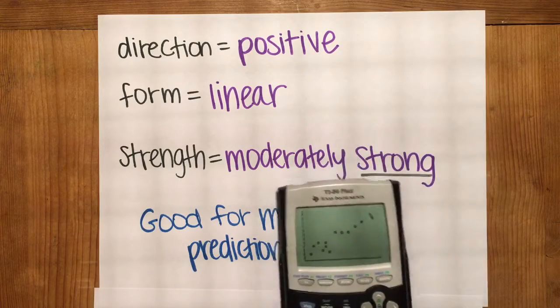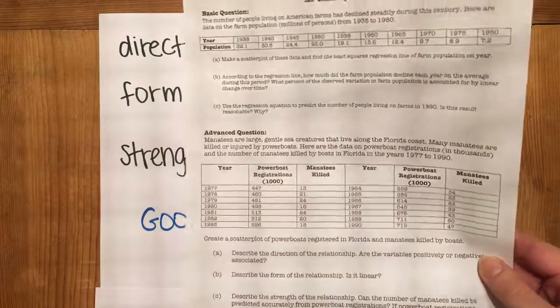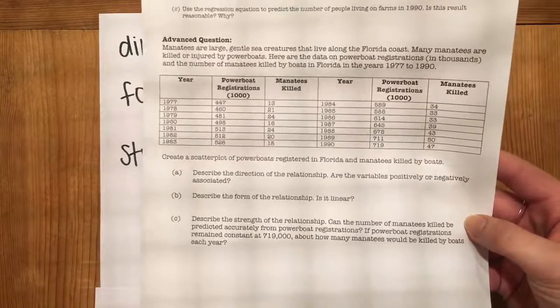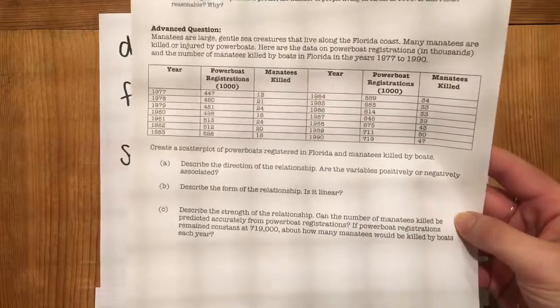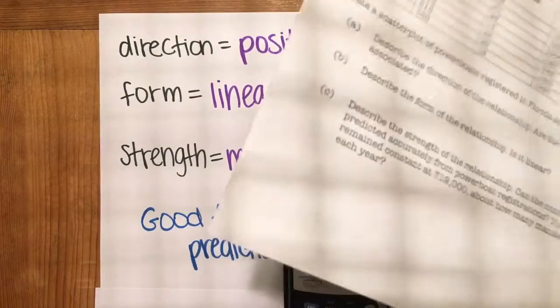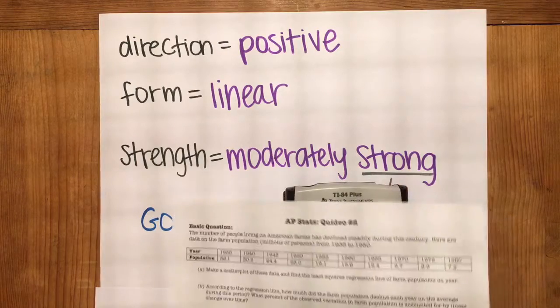So the second part of letter C asks, can the number of manatees killed be predicted accurately from powerboat registrations? And the answer to that question is yes, because it has a strong correlation.